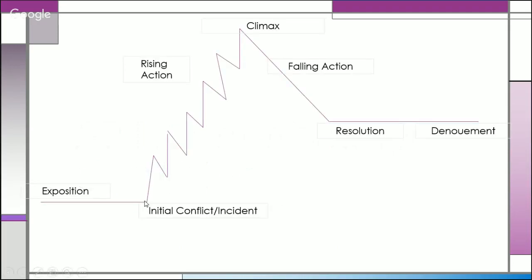And we talk about this in a couple ways. A story typically has an initial conflict or an initial incident. And the initial conflict or incident, again, is what gets the ball rolling. It gets the story started. Something has to happen to have the rest of the story.